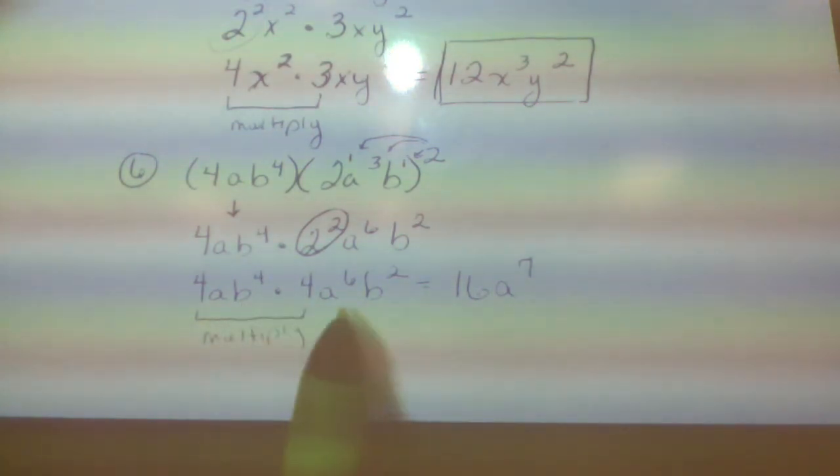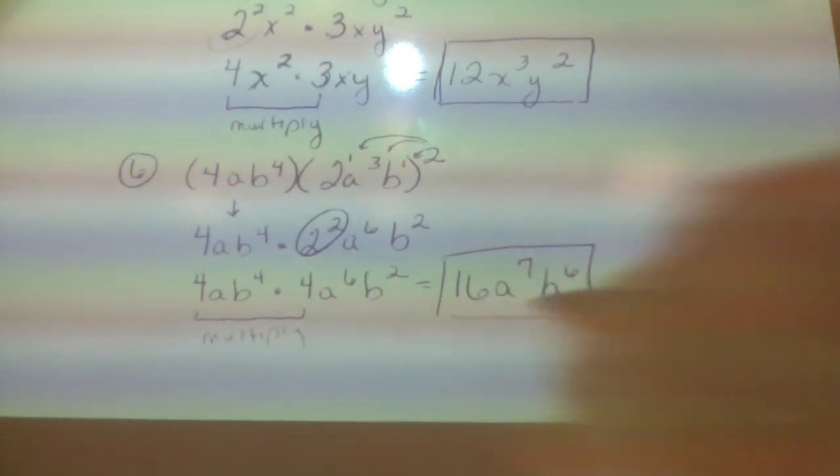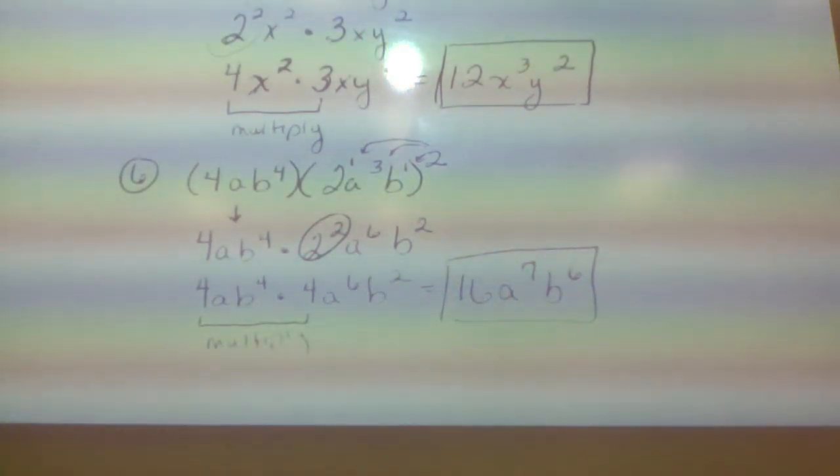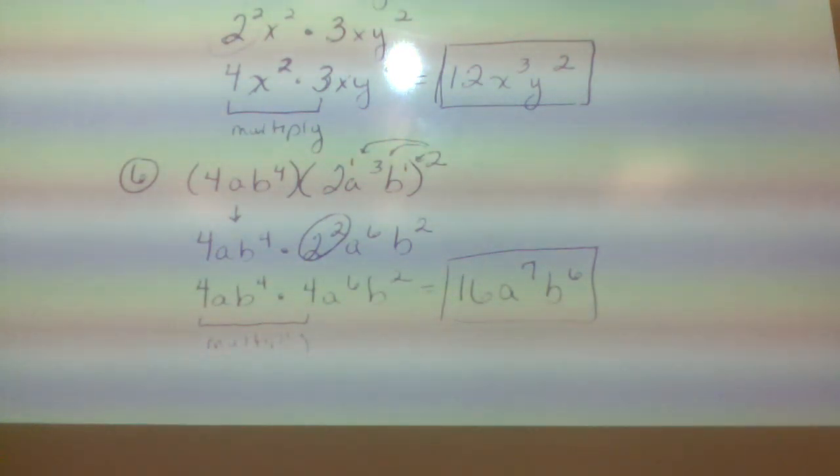I've got 4 b's here, 2 b's here. That's giving us b to the 6th. So that's 16, a to the 7th, b to the 6th. And that's rule number 2 of monomials, power of a power.